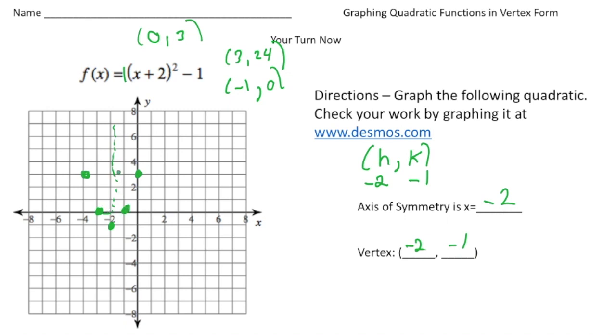But let's use, say, positive 1 for x. So if I put a positive 1 in here, 1 plus 2 is 3. 3 squared is 9. And 9 take away 1 is 8. That's better. So if x is 1, y is 8. And this point is 1, 2, 3 away from the axis of symmetry. So let's go 3 over this way. 1, 2, and 3. And now we can really see our parabola, right? And here it is. And of course, we want to add arrows to the top because it keeps on going. And there's your function. All right, how'd you do?